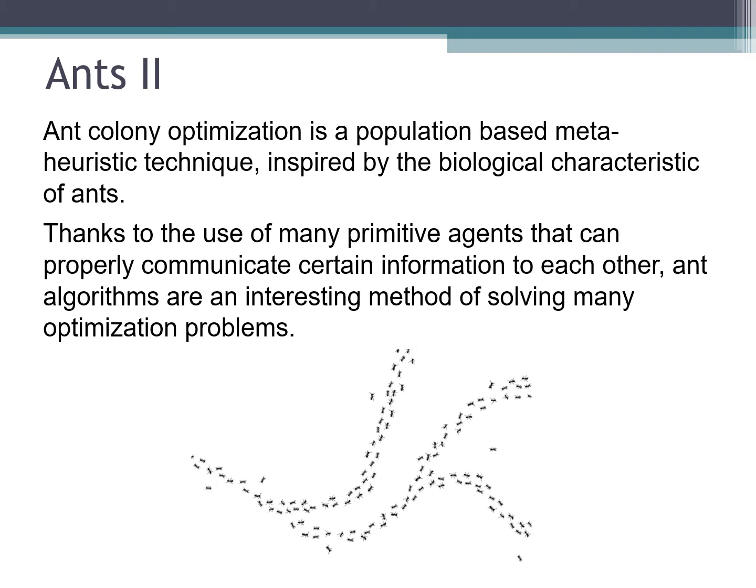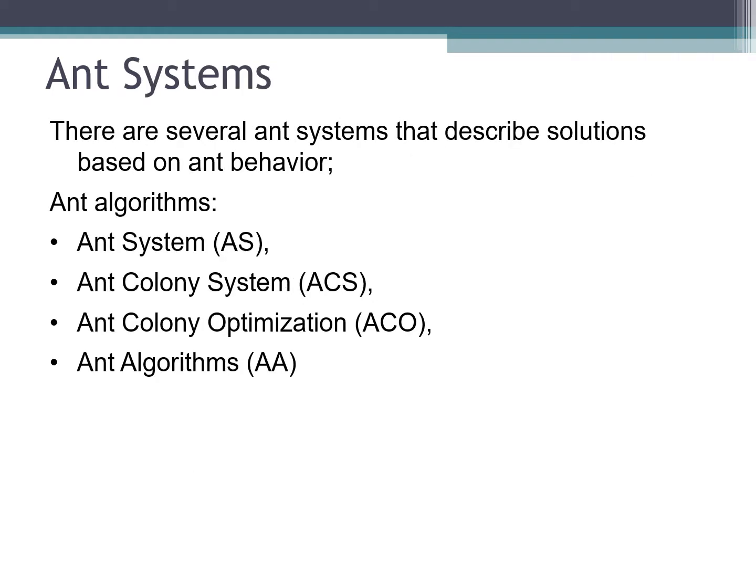Ant colony optimization is a population-based meta-heuristic technique inspired by biological characteristics of ants. Thanks to the use of many primitive agents that can properly communicate central information to each other, ant algorithms are an interesting method of solving many optimization problems. There are several ant systems that describe solutions based on ant behavior. These are ant system, ant colony system, ant colony optimization, ant algorithms, and many others.